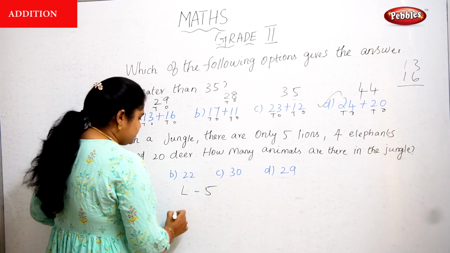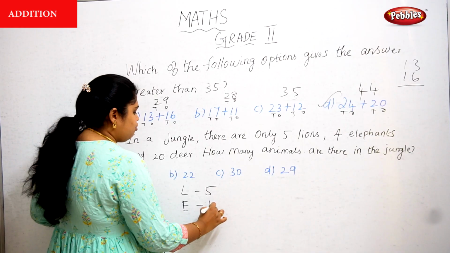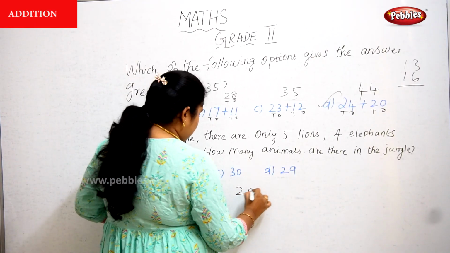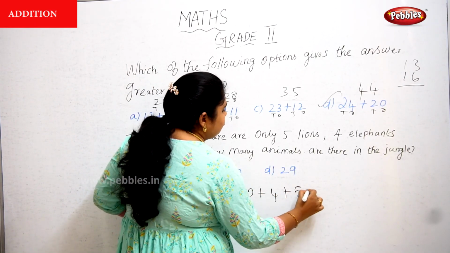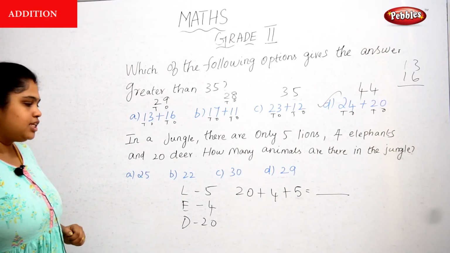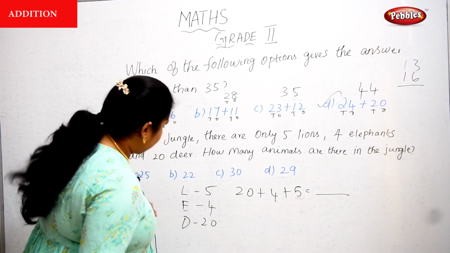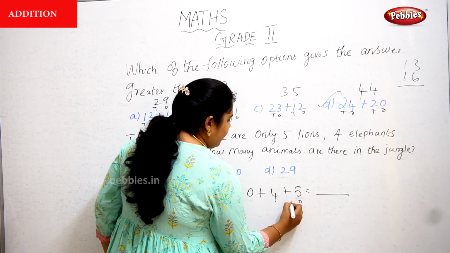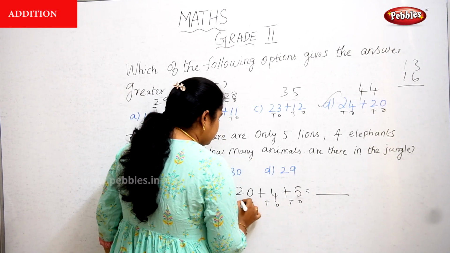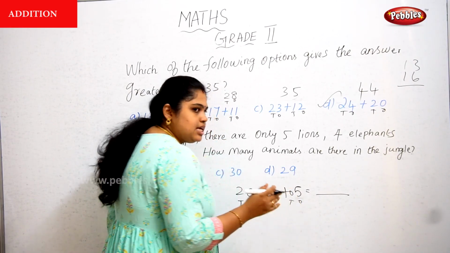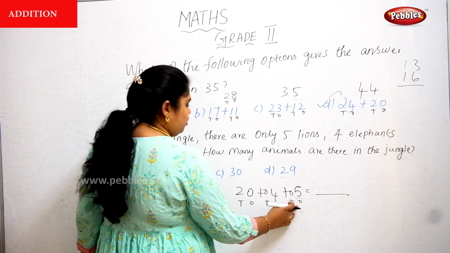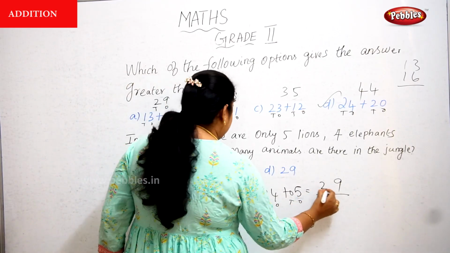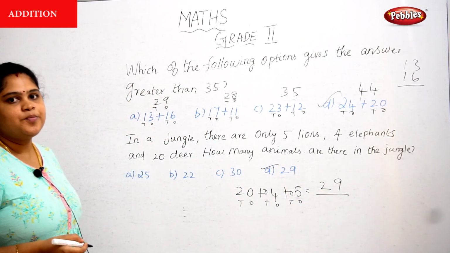Lions, 5 lions. Elephants, how many elephants are there? 4 elephants. How many deer are there? 20 deer. So 20 plus 4 plus 5 will be the answer. Let's find it out. Without writing like this, I'm going to make it an answer. See here, ones and tens, and ones and tens. In the tens column, nothing means it's a 0. If you add the ones column, 9, isn't it? 9. Then add the tens column, 2, 29. So option D is the right answer.